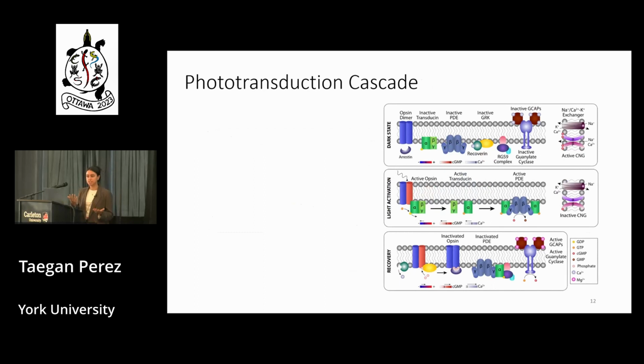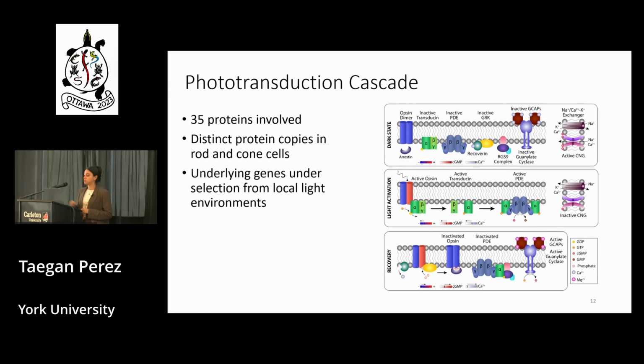There are about 35 proteins involved in the phototransduction cascade. And interestingly, there are distinct copies of these proteins in both rod and cone cells. And like other visual genes, those that underlie the phototransduction cascade are also under pressure from the local light environment. And this is a pattern we've seen in other taxonomic groups outside of anurans.